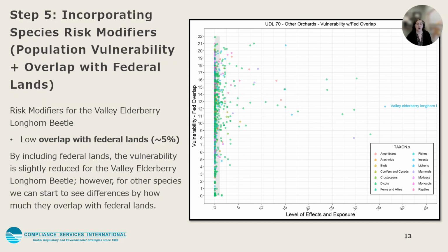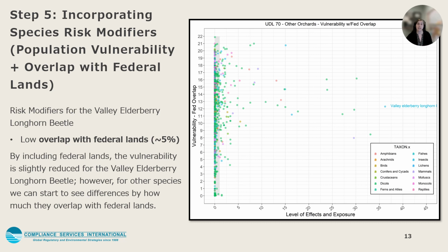So the next risk modifier we include is overlap with federal lands. Why is including federal lands important? Species that are occurring predominantly on federal lands are protected from pesticide exposure through federal regulations that require consultation prior to the use of pesticides on federal lands, and management of federal lands is typically performed by federal land managers or those approved by federal land managers. Therefore, species that are predominantly on federal lands are assumed to have lower vulnerability than species predominantly on non-federal lands.